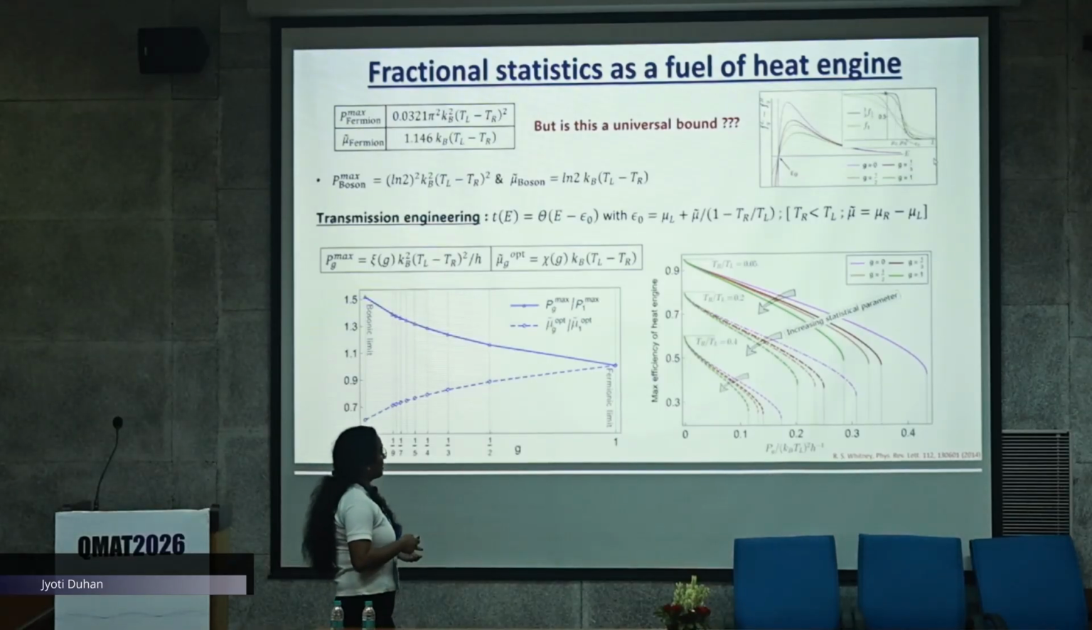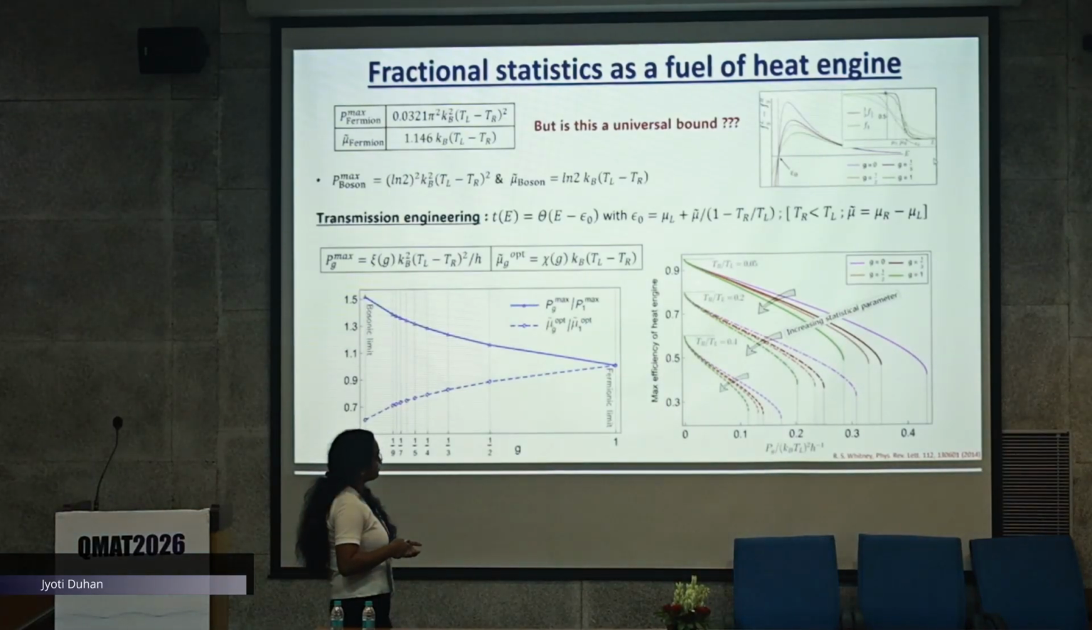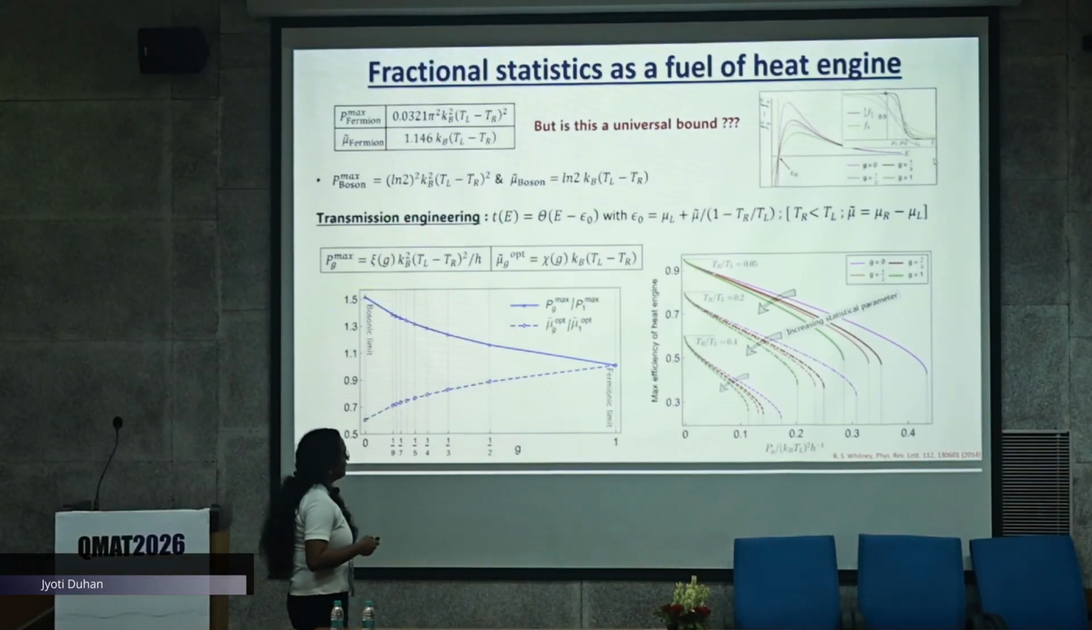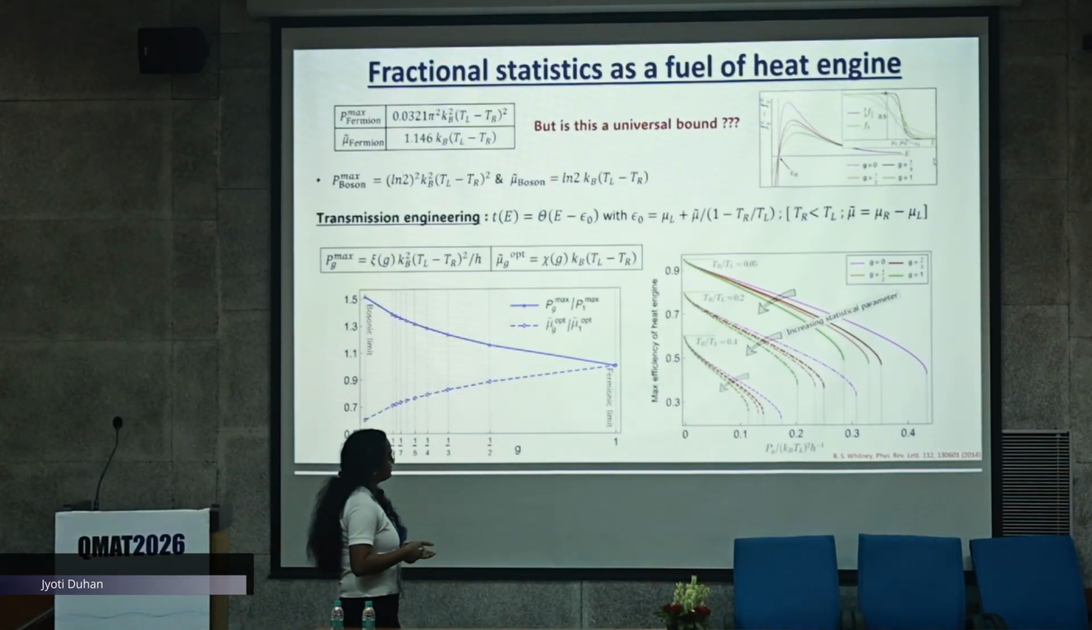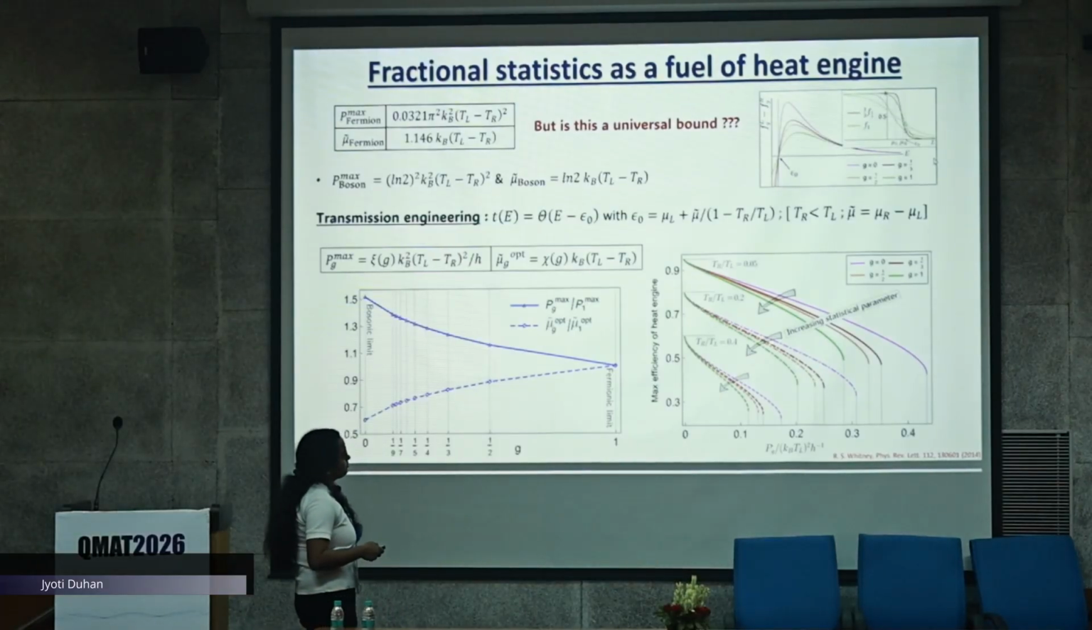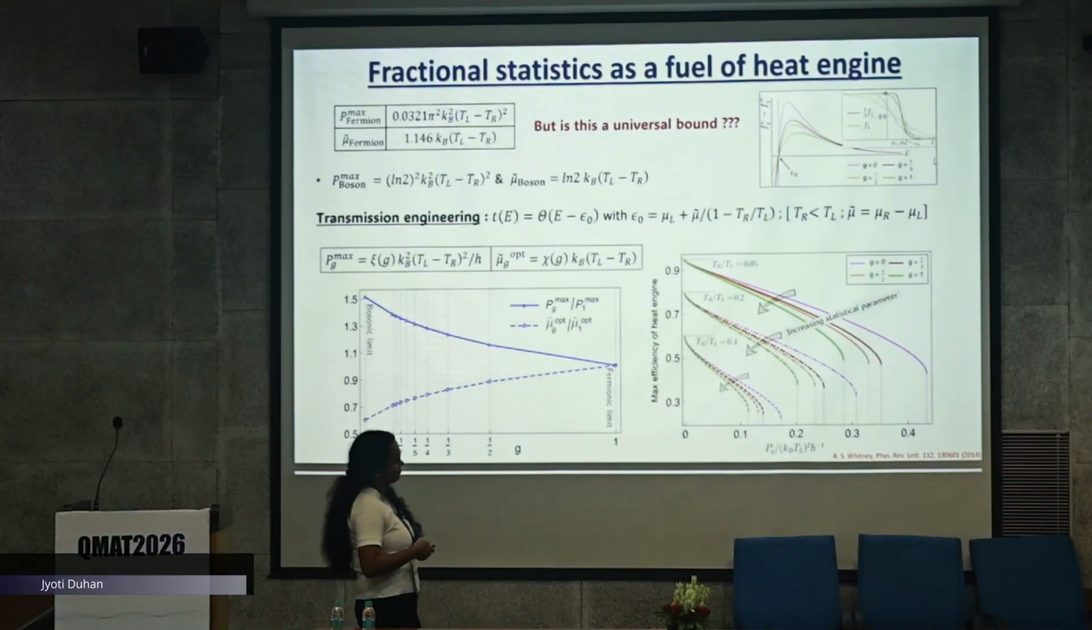Now if you see the maximum efficiency of the heat engine as a function of the power output, here we have plotted for 3 different temperature ratios and for various G values. For any temperature ratio, the black line shows the Carnot efficiency for that temperature. All the curves meet the Carnot efficiency at the zero power limit, but at a finite power, the bosons perform better in terms of efficiency than fermions.